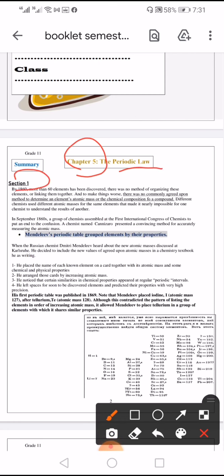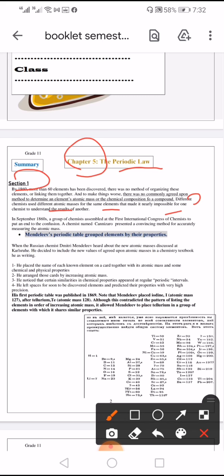Today we're going to take chapter 5, the periodic law, section 1. By 1860, more than 60 elements had been discovered. There was no method of organizing these elements or linking them together, and to make things worse, there was no commonly agreed upon method to determine an element's atomic mass or the chemical composition of a compound. Different chemists used different atomic masses for the same element. That made it nearly impossible for one chemist to understand the results of another.